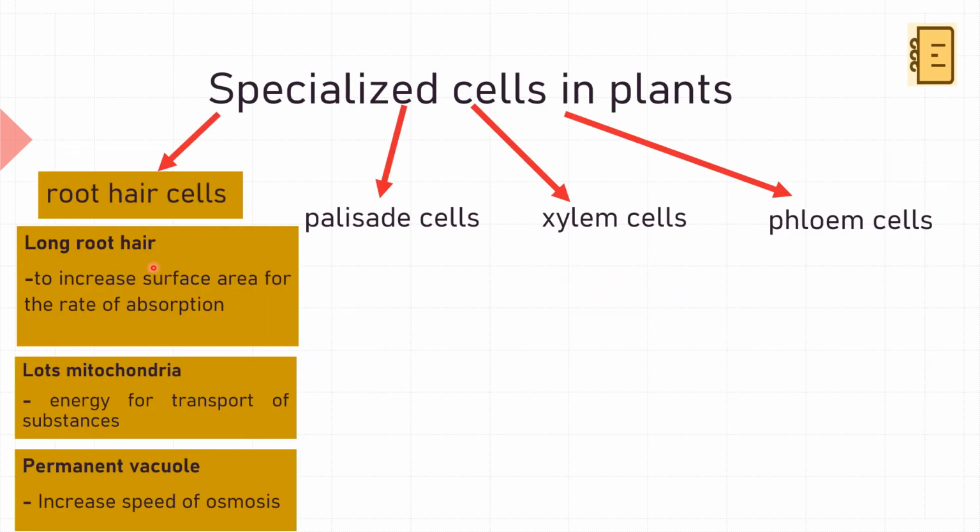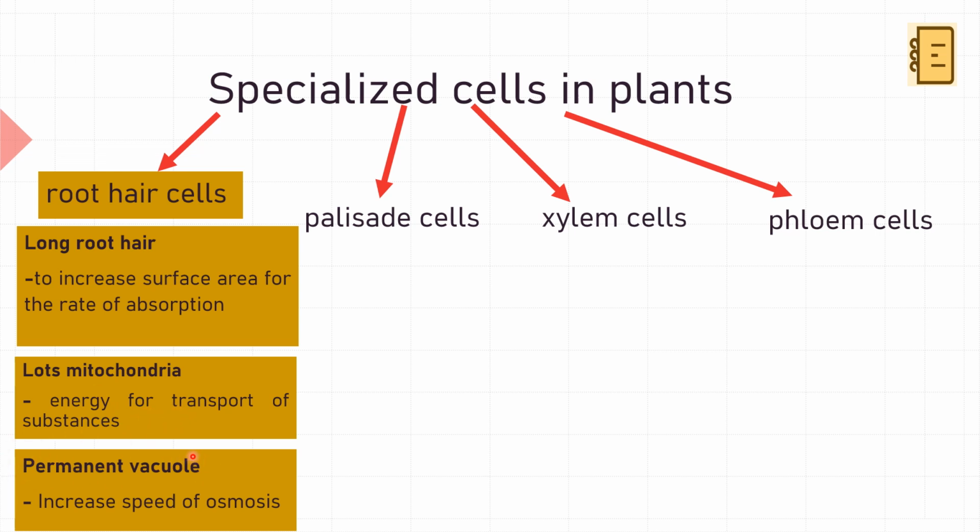To summarize, root hair cells have long root hair, which will help increase the surface area for the rate of absorption. Absorption means taking in substances like water or minerals. They also need to have a lot of mitochondria. Why? Because we are talking again about transport of substances, so they need energy for this transport.